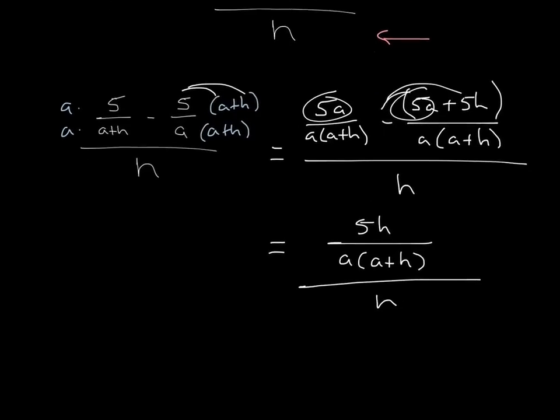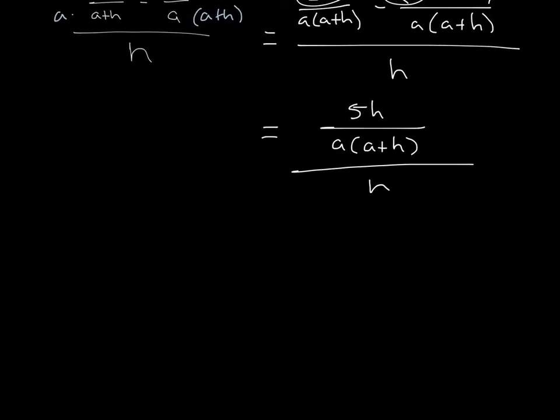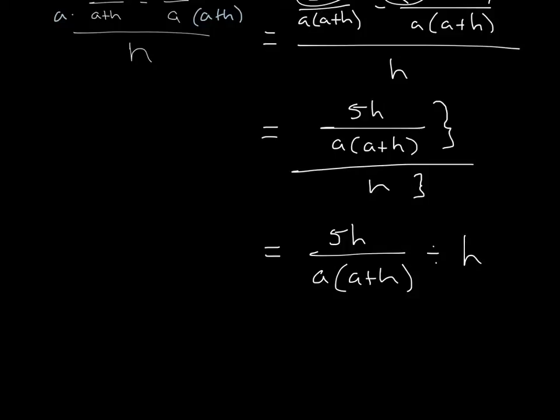And so now I'm just going to rewrite this expression to be an obvious division. So this top fraction up here is being divided by this h, and so I'm just going to write it like that. So 5h over a times a plus h divided by h. But this divided by h, I invert and multiply, so I'm going to rewrite this as times 1 over h.